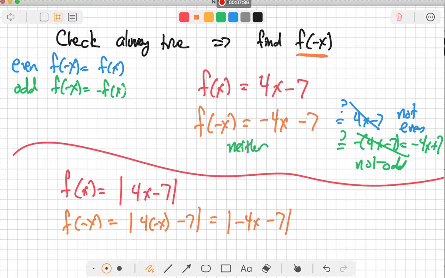But again, does that equal this? This obviously does not equal the absolute value of 4x minus 7, because with this one, you don't take the absolute value until you're done. This was probably a bad example.